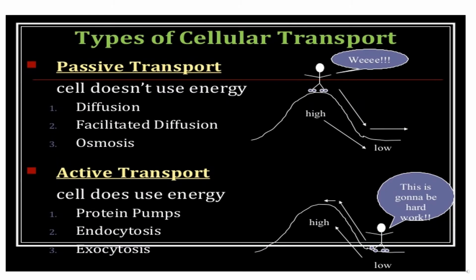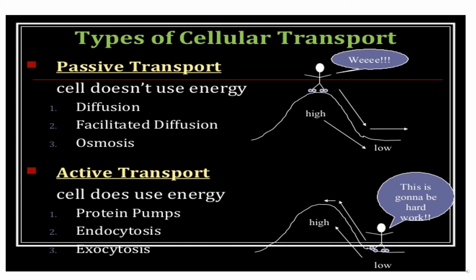So here we have two types of cellular transport. The first one is passive transport and the second one is active transport. So what is the difference between them? In passive transport, the cell does not use energy. It means the cell is doing all the things without using any kind of energy. And there are examples of passive transport: diffusion, facilitated diffusion, and osmosis.